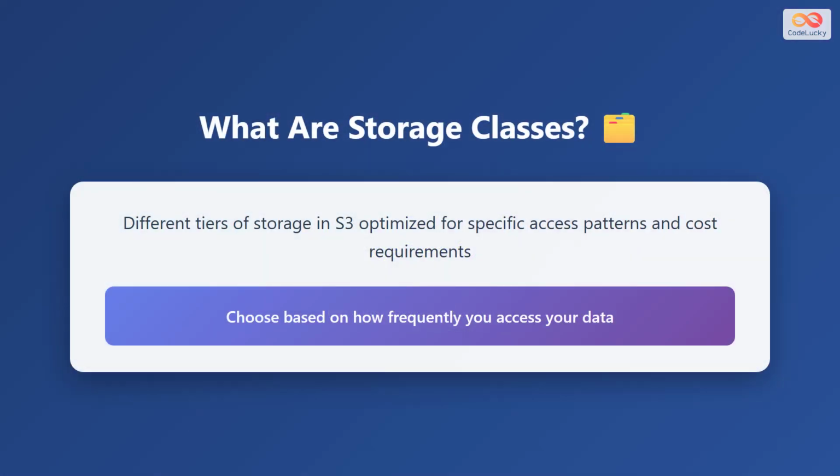Storage classes are different tiers of storage in S3 that are optimized for specific access patterns and cost requirements. Think of them as different levels of service for your data. The key principle is simple. Choose your storage class based on how frequently you need to access your data. More frequent access means higher costs, while less frequent access allows you to save significantly on storage expenses.